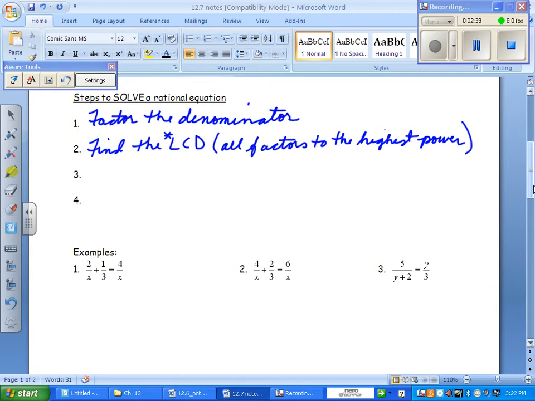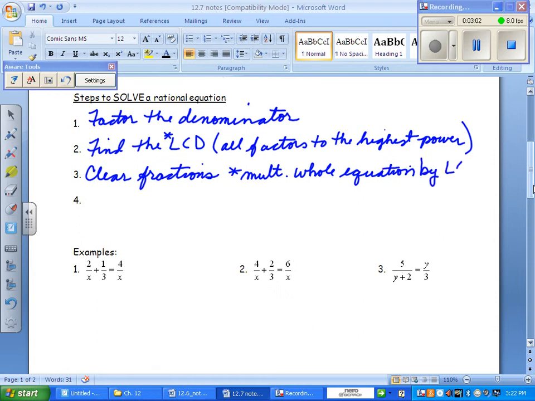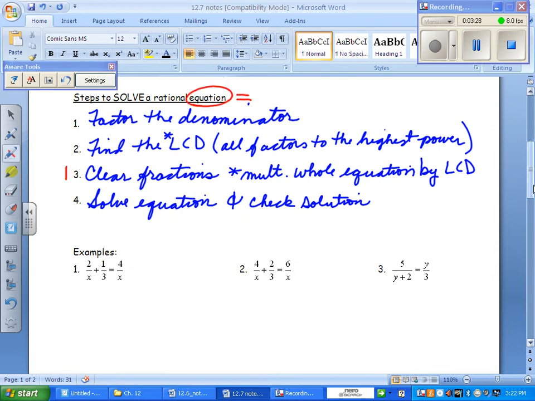Third, you're going to clear fractions. And when you're clearing fractions, you're going to multiply the whole equation by the least common denominator that you found. And the fourth step is solve the equation and check the solution. The big deal in this set of problems when you have rational equations is this step right here. Big, big, big, big. 5 stars.